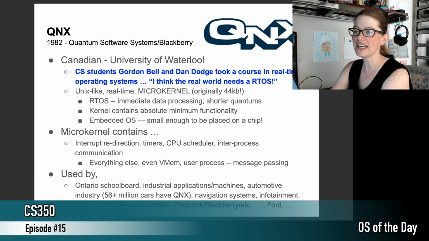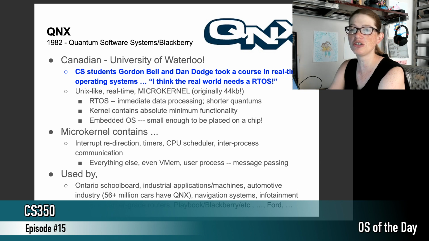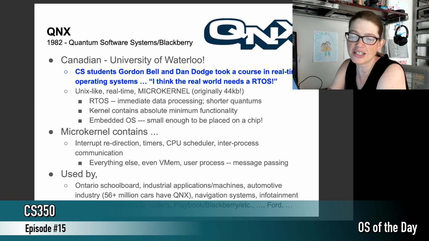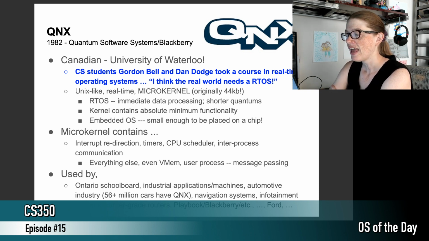Back in 1982, there were two students who were taking trains. I don't know what the name of the course actually is. It's the trains course. Their names were Gordon Bell and Dan Dodge. While they were taking this course, I guess they got thinking, it would be nice if the actual real world had a real-time operating system instead of just creating one to drive a bunch of toy trains around a track in a room isolated on the third floor of MC. So they went out and built a real-world, real-time operating system, and they called it QNX.